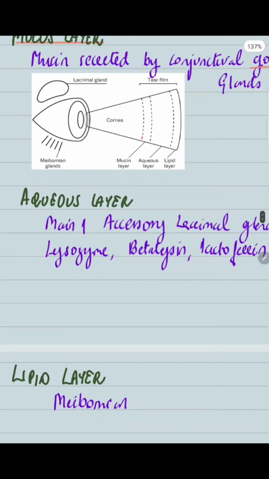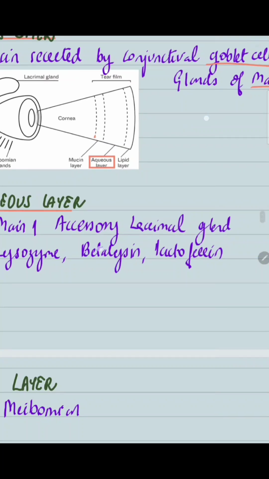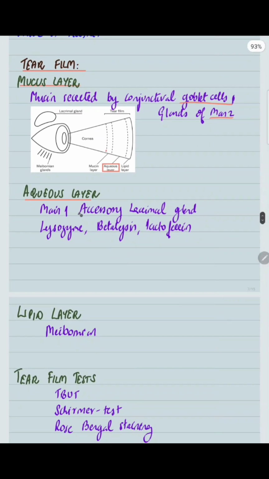Next is the aqueous layer. The aqueous layer is the largest, intermediate layer which forms the bulk of the tear film. It consists of tears secreted by the main and accessory lacrimal glands. It contains antibacterial substances like lysozyme, beta lysine and lactoferrin.